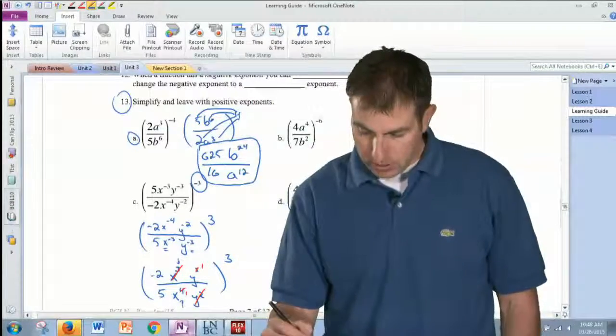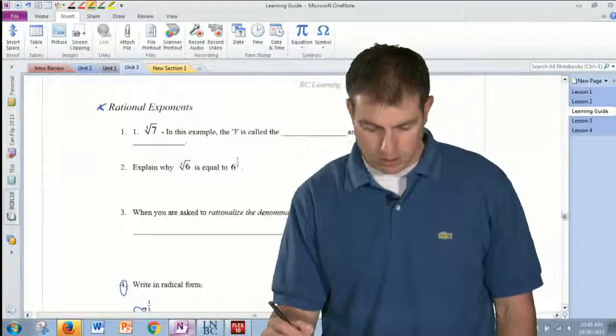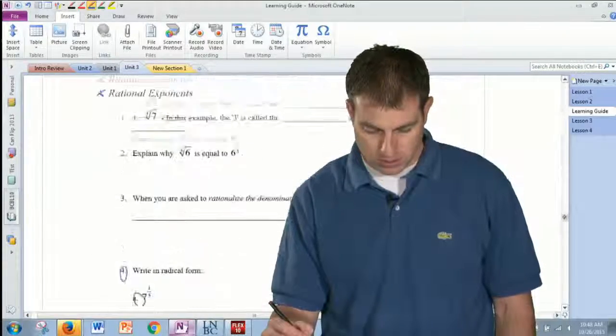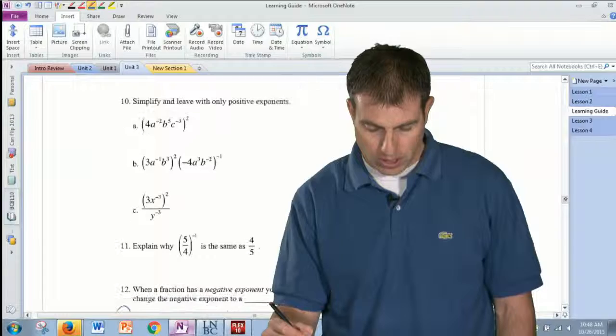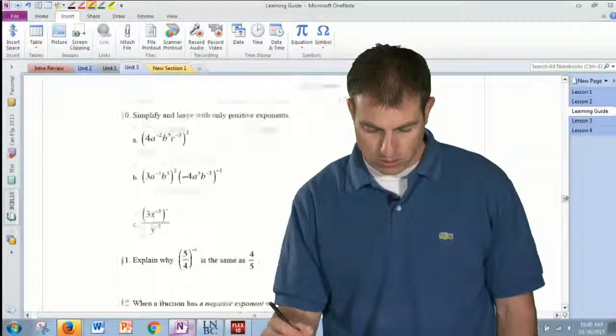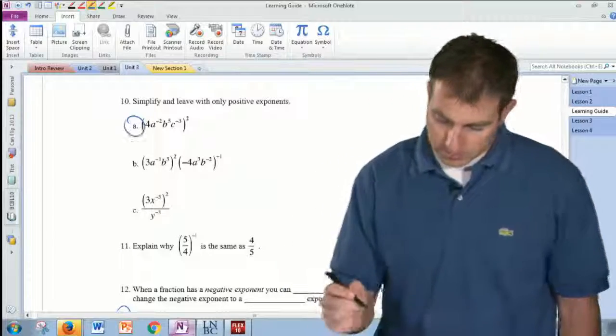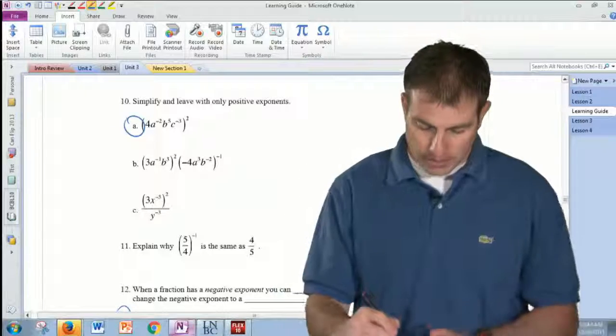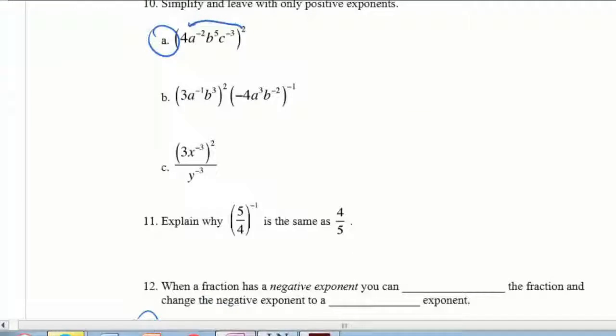Page 7. Number 10A. Sure, while I'm here. Everything inside the bracket gets the exponent 2. So 4 to the 2, just multiplying these things through. So 4 squared, a to the negative 4, b to the 10, c to the negative 6.